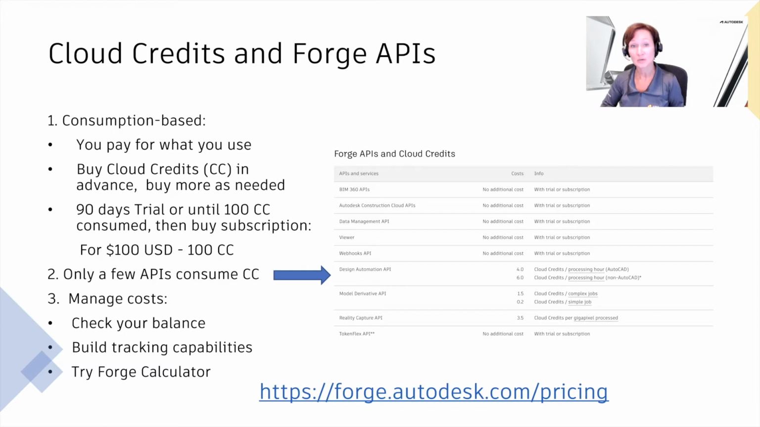Number two, only 3 APIs actually consume cloud credits: model derivative, design automation, and reality capture. And you can find the cost information on the link forge.autodesk.com/price. And number three, you can manage your costs. You can check your balance. You should build your own tracking capabilities. But you can also try our Forge calculator, which Augusto is going to show you.